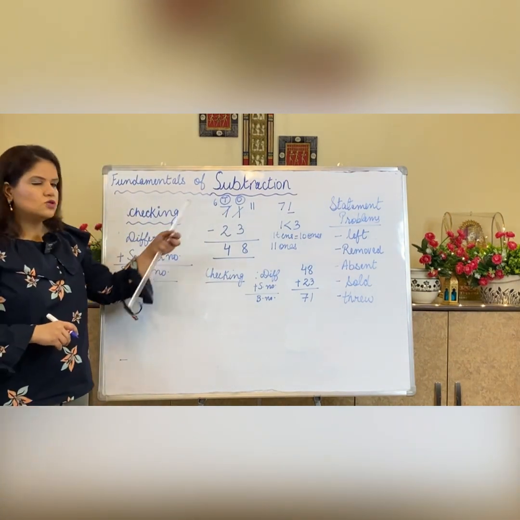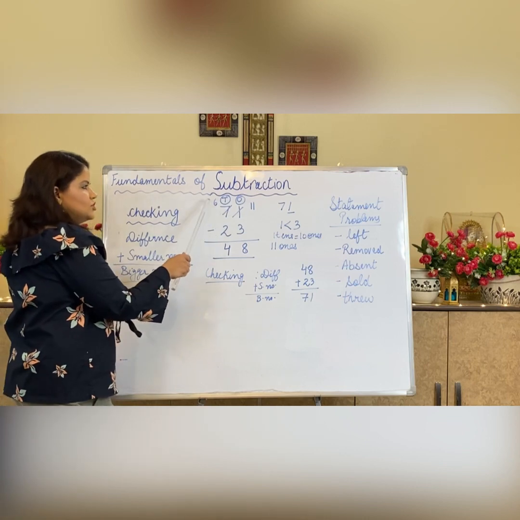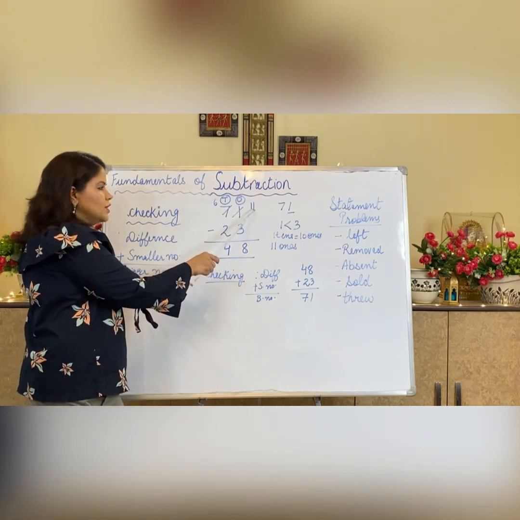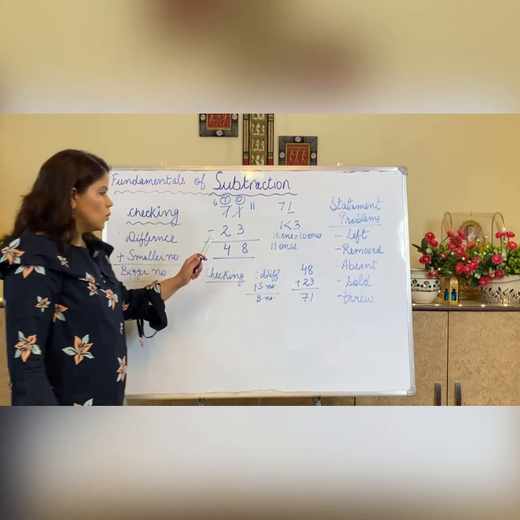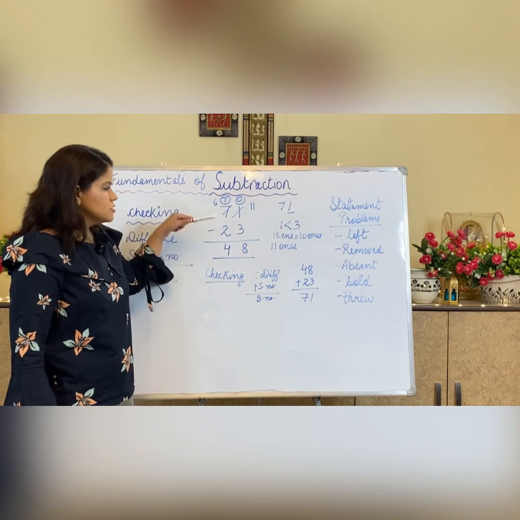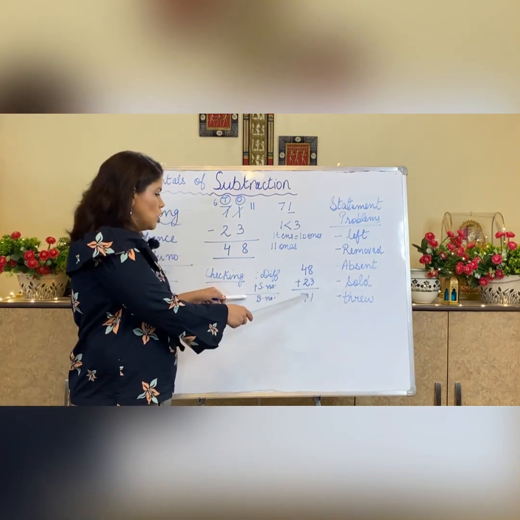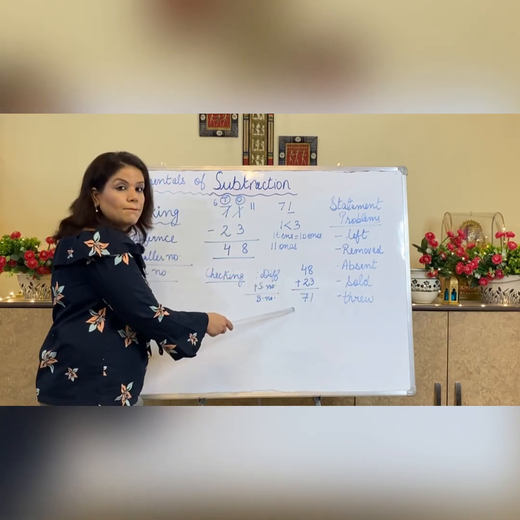And this tens will change to 6. 7 will change to 6 and 1 will change to 11. 48 is the difference. For the checking part, what do we need to do? Difference plus smaller number. What is the difference? 48. The smaller number is 23.